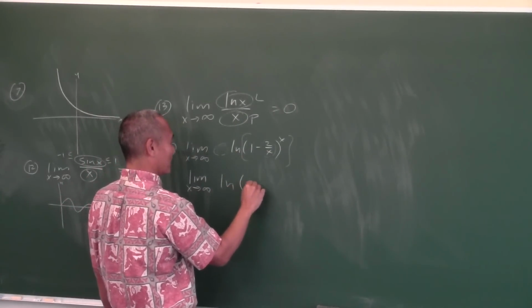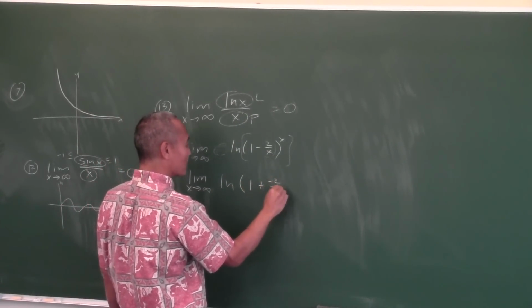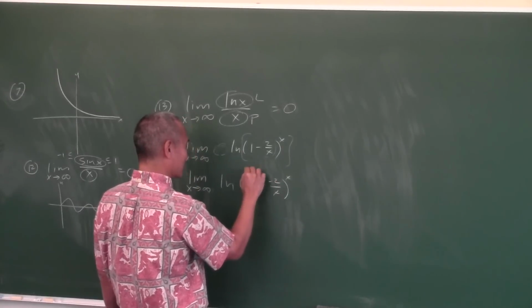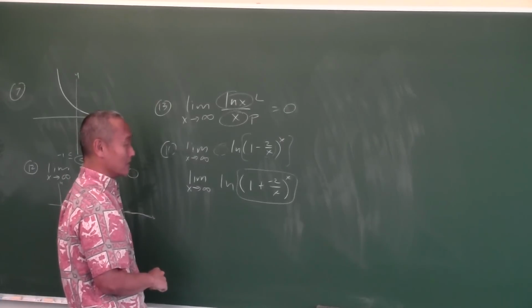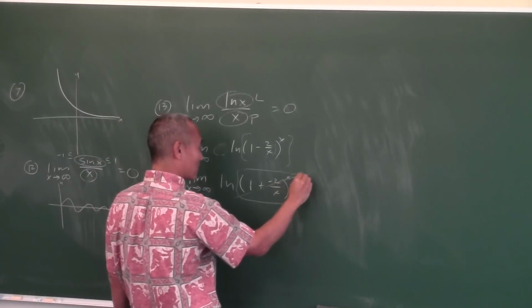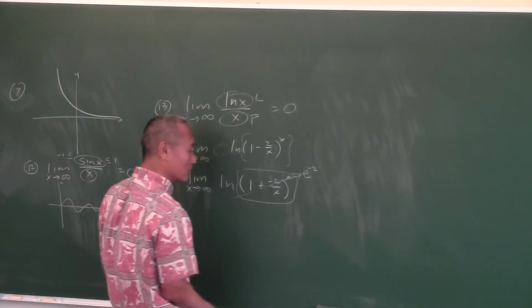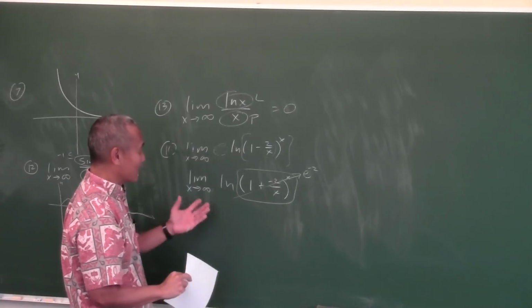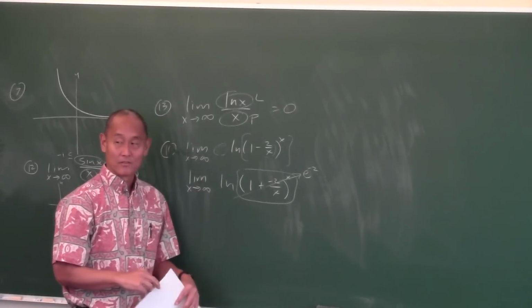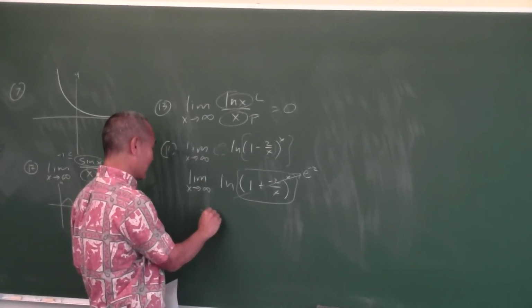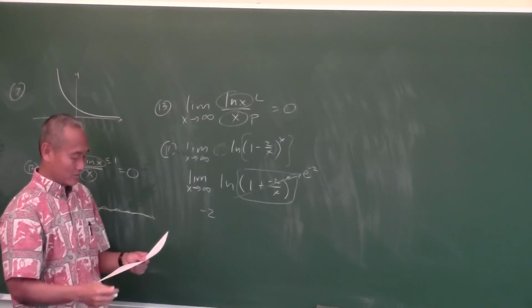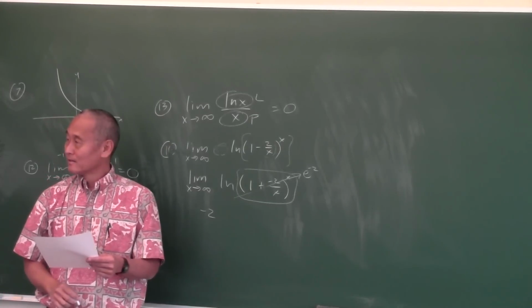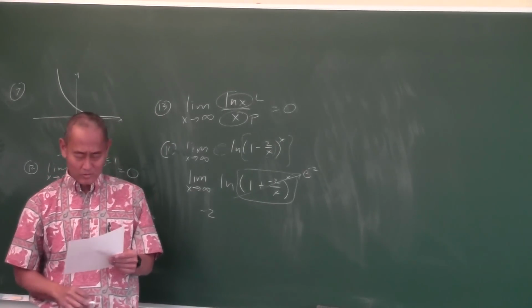So what do I do? 1 plus a box over x to the x. So that thing right there, what's the limit of that as x approaches infinity? e to the box. So this gets closer and closer to e to the -2. So the whole thing gets closer to natural log of e to the -2, which is -2. Natural log of e to the gorilla is gorilla, of course. 16, 20, 22.